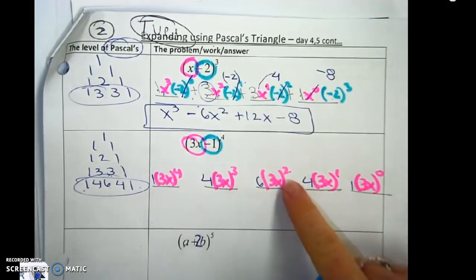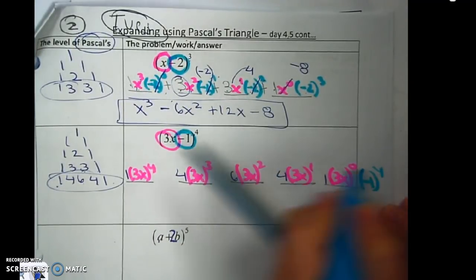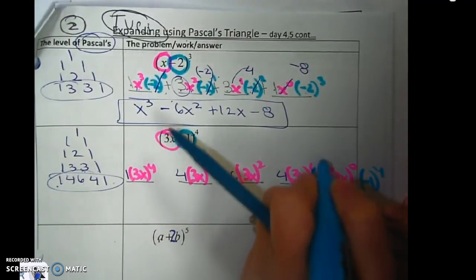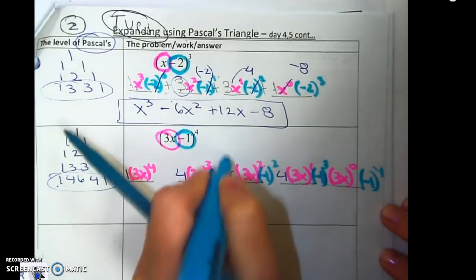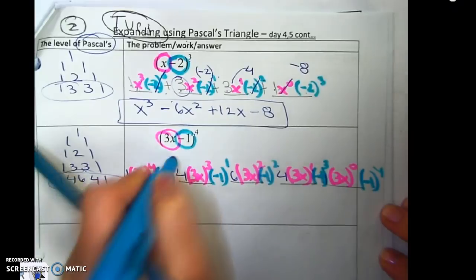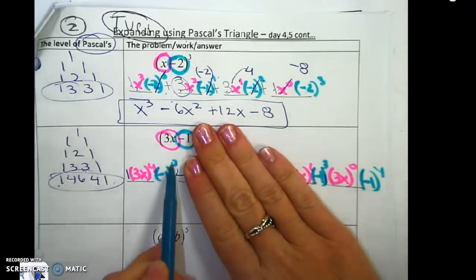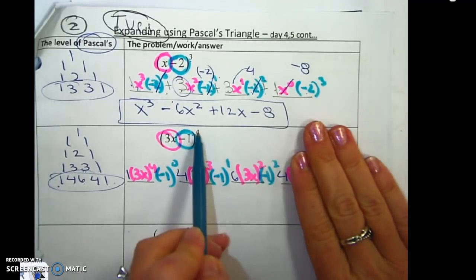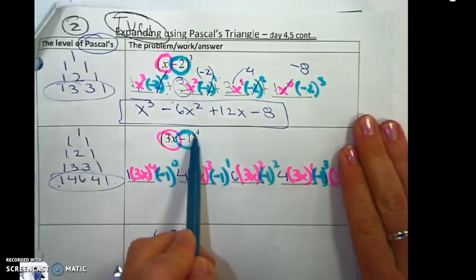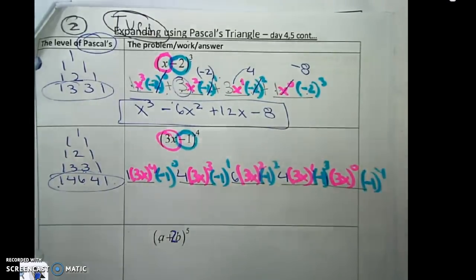Since this was 4, 3, 2, 1, 0, now I go backwards. Negative 1 to the fourth. Negative 1 cubed. Negative 1 squared. Negative 1 to the first. Negative 1 to the 0. If you look, it always adds each group: 4 plus 0, 4. 3 plus 1, 4. 2 plus 2, 4. 1 plus 3, 4. 0 plus 4, 4. It always adds up. That's how you know you did it right.